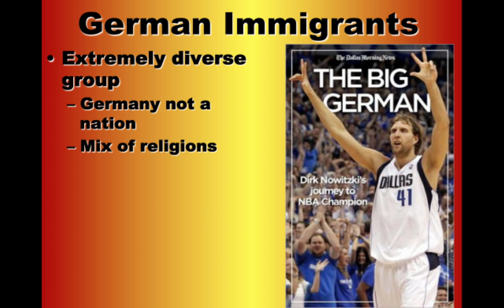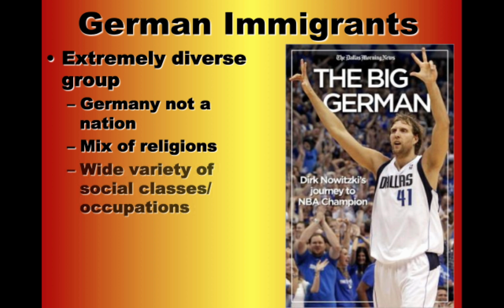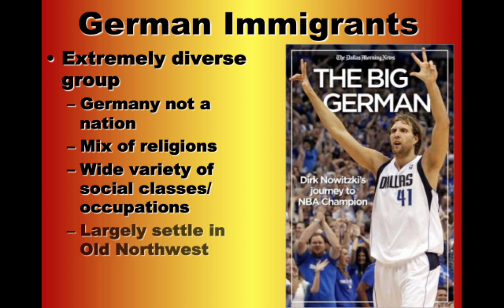There's a mix of religions. You have Protestant, Catholic, Jewish Germans. You have a wide variety of social classes, whereas the Irish tended to come over largely as poorer immigrants. There are all sorts of middle class Germans coming over, artisans, farmers, and so on.